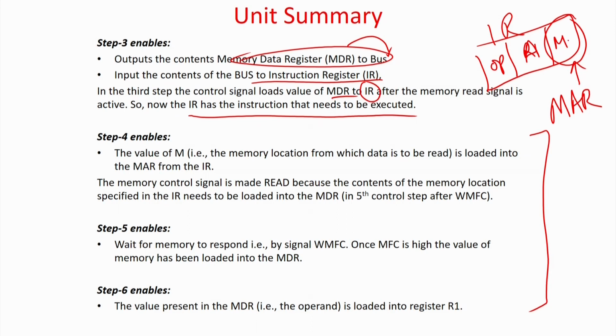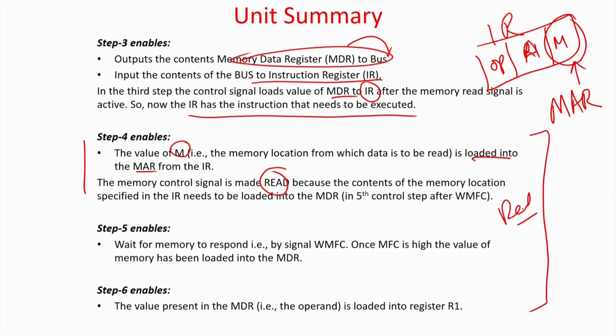So, you can see step 4 says that memory is made read because you have to read the operand, and the value of M is loaded into the memory address register from the IR. That means the IR is now being decoded and it is going to execute. Before execution it is decoded that it has to read the value of the operand from the memory whose location is M, so that value is loaded to the memory address register. This part is done by step 4, but you have to remember that it is very instruction specific. If it is an immediate mode of operation, then such a step will not occur. So steps 4, 5, 6, 7, 8 and so on will depend on the type of instruction or instruction mode.